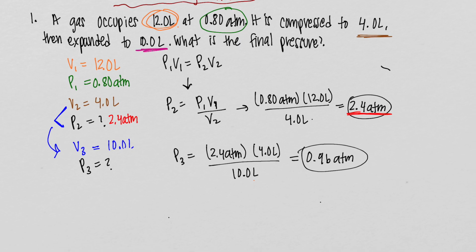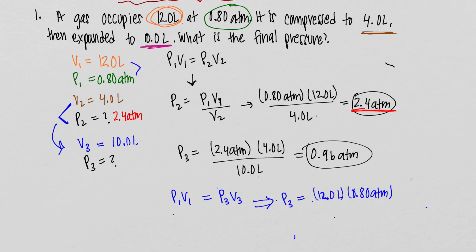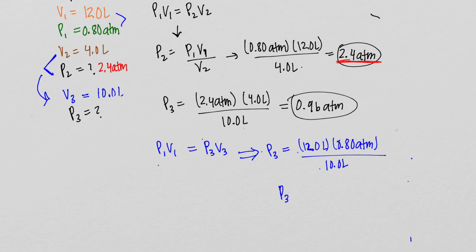That honestly seems like a lot. So if you want to do a shortcut way, this is the shortcut way. Again, we're starting off with these two and we're going to 10.0 liters. So we can literally have this be our formula, P3 V3. So we can do this, and you'll literally get the same thing. P3 is equal to 0.96 ATM.